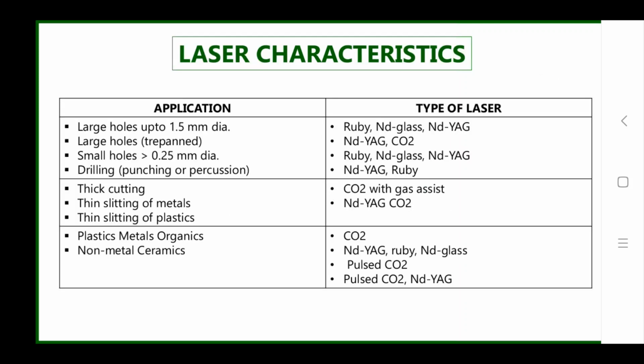Here I have shown some characteristics of the lasers. For different applications, we can use different types of laser. In one column I have given laser applications, and in the second column types of laser. So for a large hole up to 1.5 mm diameter you can use a ruby or Nd glass or Nd laser. Again, we have different lasers for small hole drilling. Here I have shown how we can select the laser depending on the characteristics.